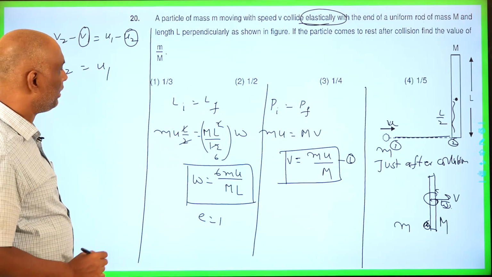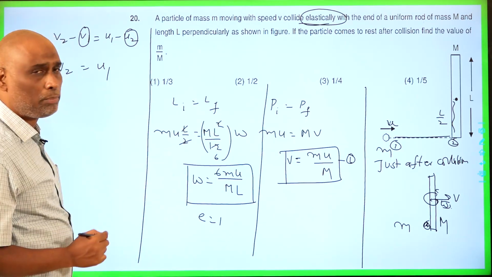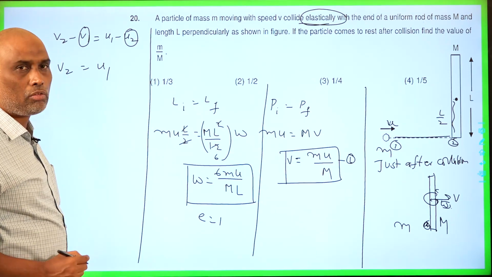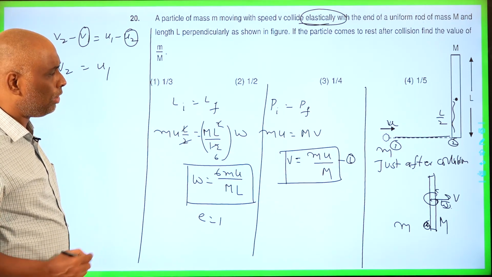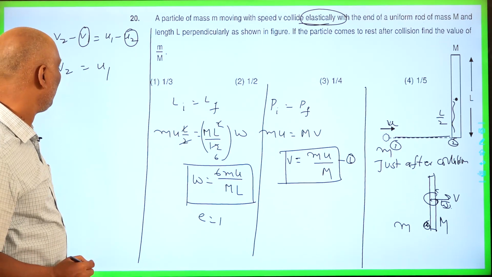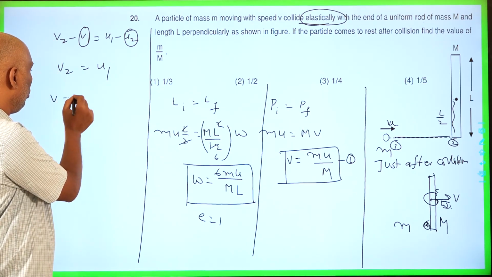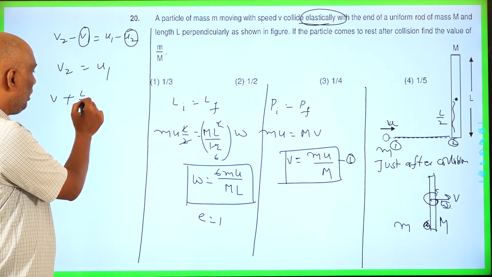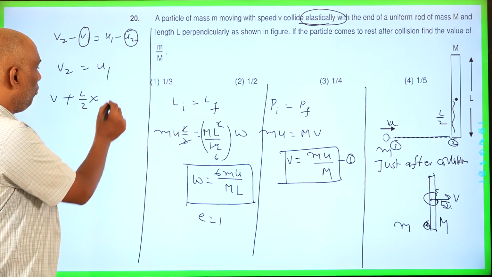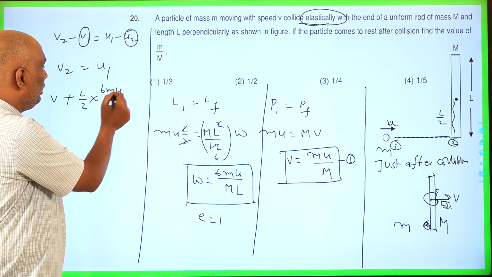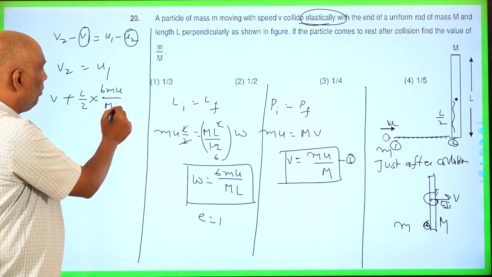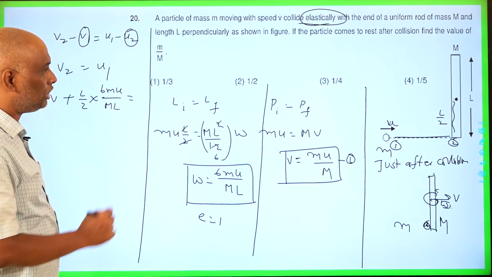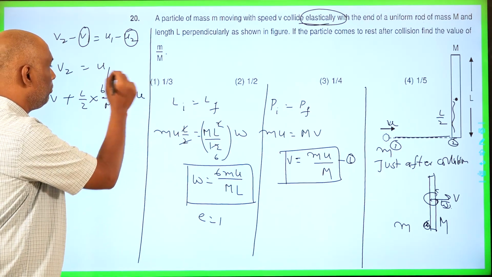V2, the velocity of the rod at the point of impact, should become equal to the velocity due to translational motion as well as the velocity due to rotational motion. At the point of impact, the resultant velocity for the rod is V due to translational motion, and due to rotational motion it should become L by 2 times omega. Omega is equal to 6 mu divided by m into L. This value should become equal to the initial velocity of the particle, which is u.